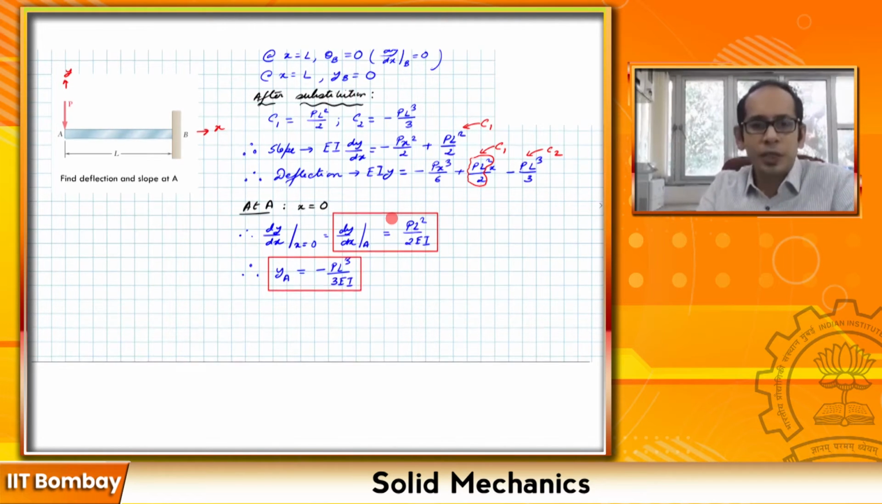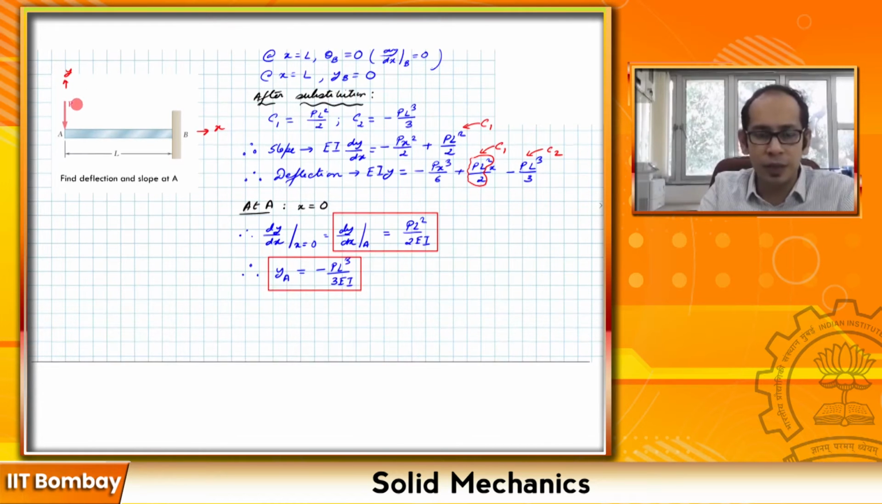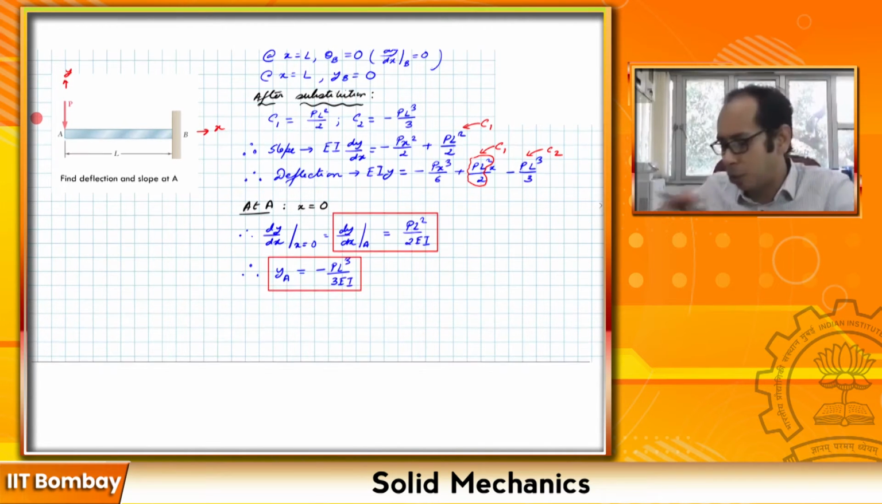So these are the two expressions that we get: PL square by 2 EI, that is the slope at A, and minus PL cube by 3 EI. And as we said in the beginning, we expect a negative sign because we know it's the negative deflection. So the slope is positive. So let's go ahead and draw the deflected shape. Even if you don't have this from plain intuition, you can draw the deflected shape. So let's go ahead and draw the deflected shape and mark the points.